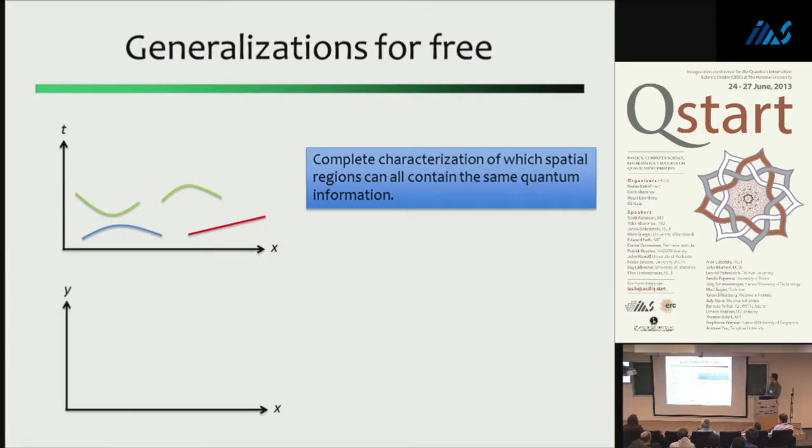Okay, so the condition for being able to replicate quantum information was just that for any pair of causal diamonds, you had to be able to send a message from one diamond to the other in one of the two directions. So now if we flatten that all to the same time, what does the condition become? It becomes that the spatial regions actually have to overlap, because sending a message with no time just means that the regions overlap.